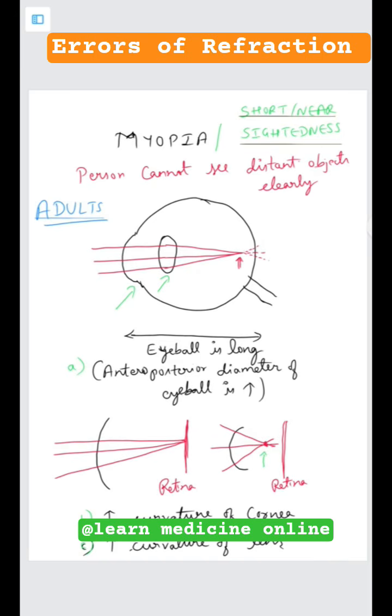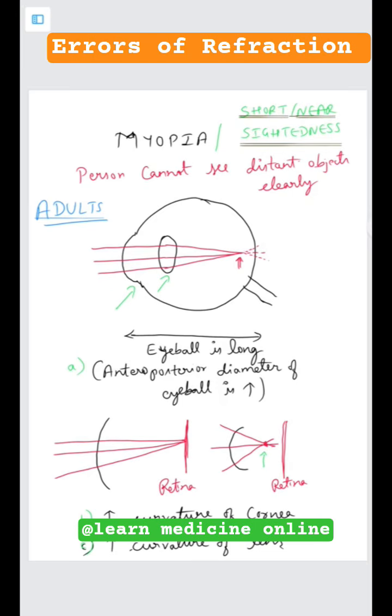Now let us understand myopia. Myopia is also called short-sightedness or nearsightedness. Here, the person can see the near objects clearly, but the distant objects appear blurred. As the term tells, it is nearsightedness. He can see only what is very close to his eye.